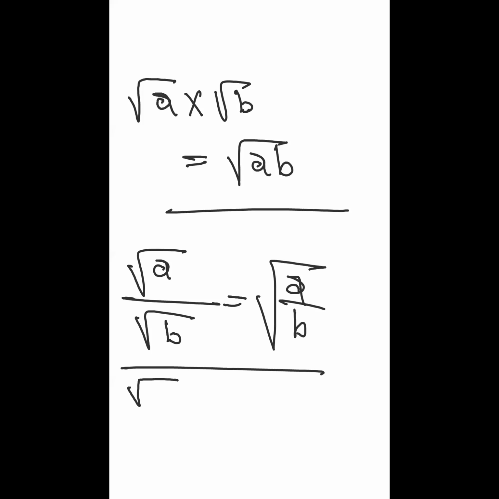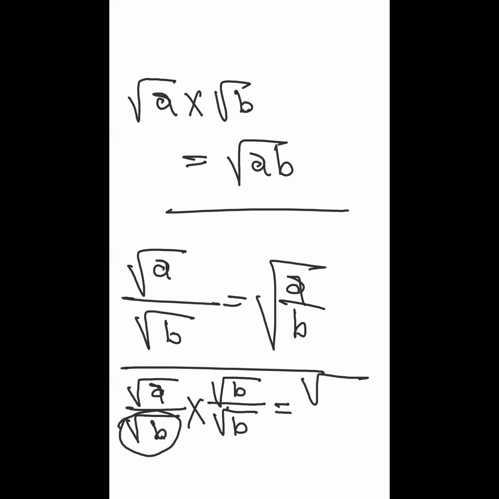The next one was square root of a over square root of b. If we want to change the denominator into integers, we have to multiply by the square root of the denominator, which is square root of b times square root of b. Then it will equal square root of ab over square root of b times square root of b, which equals b. Now these are clear?